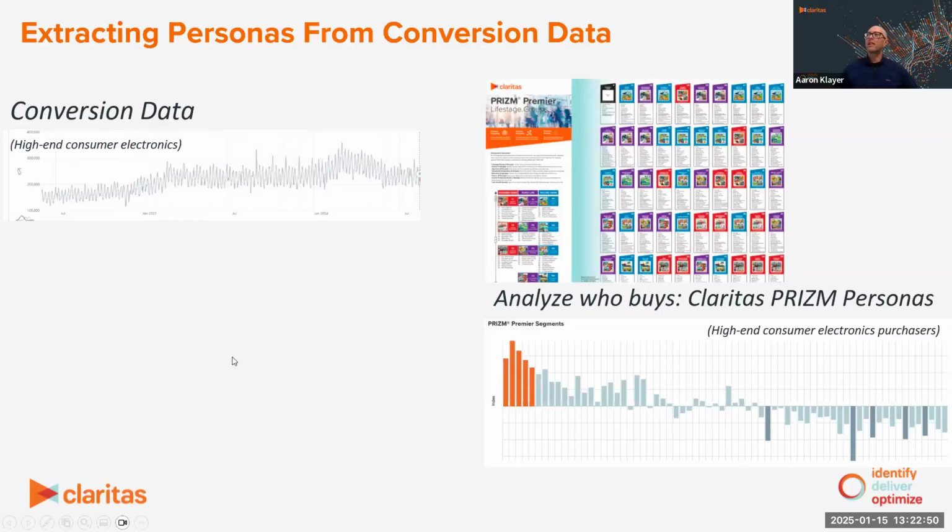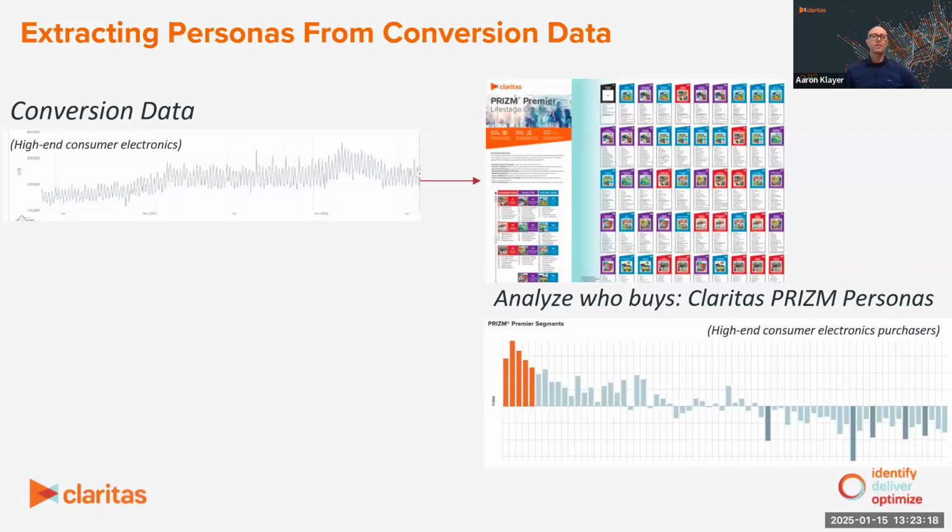So here, if we analyze who buys through Claritas Prism personas, we can see that it's highly weighted to these first segments, which are more affluent. So in this case, this was a high-end consumer electronic company where the products that they sell are in the thousands of dollars. So we see that it is highly ranked in the upper parts of the socioeconomic spectrum. And we can tell you more about that.